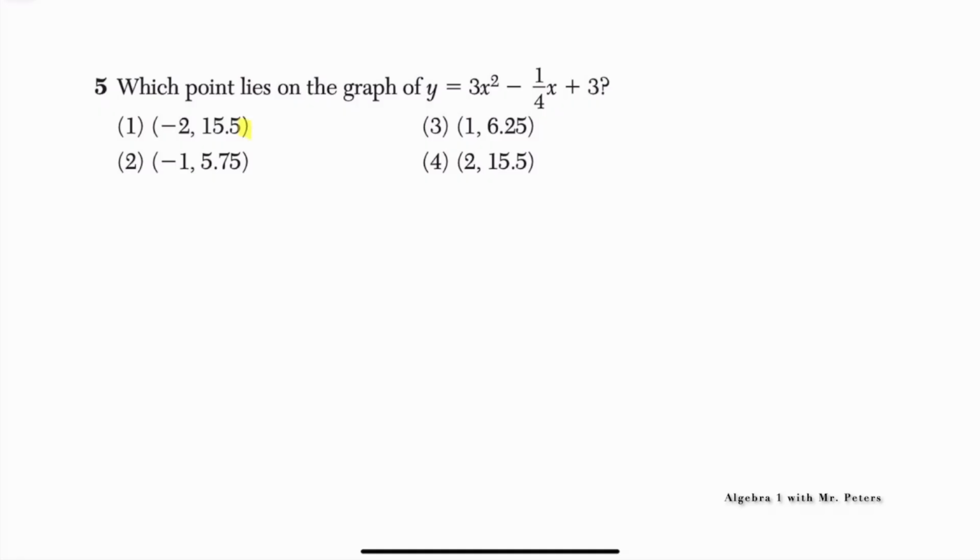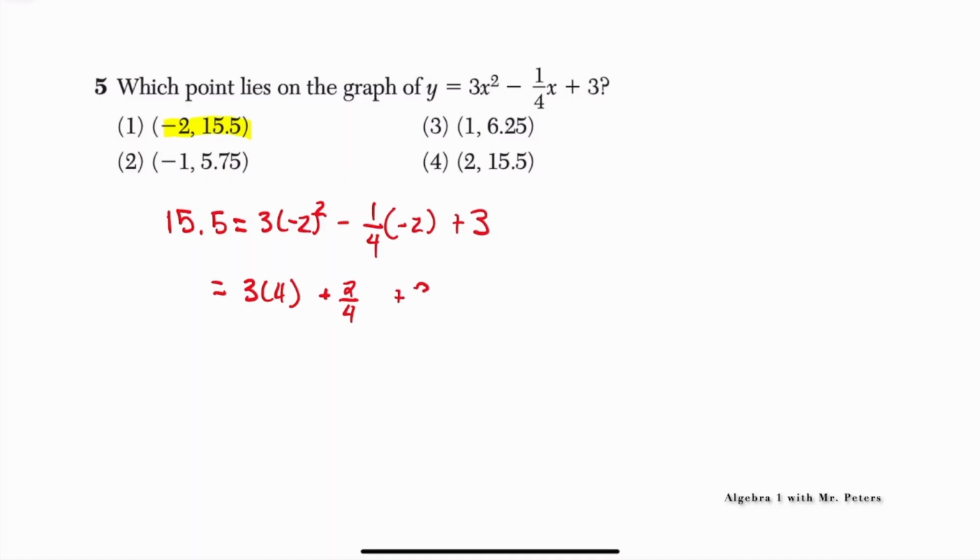So I'm going to just start off with answer choice number 1, negative 2, 15.5. So we're saying that 15.5 is equal to 3 times negative 2 squared minus 1 over 4 times negative 2 plus 3. So let's just simplify this. So we're going to get 3 times 4 plus 2 over 4 plus 3.